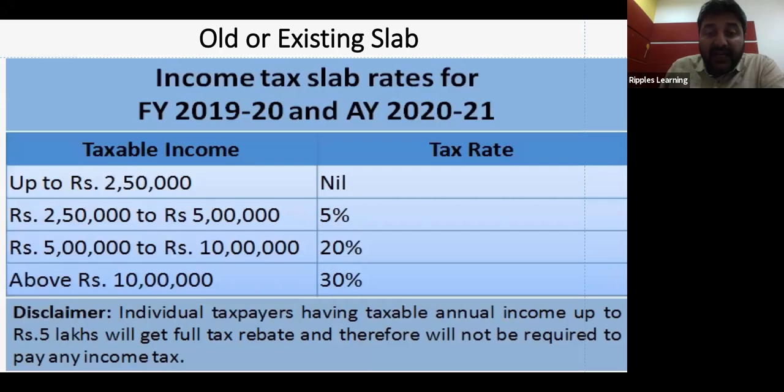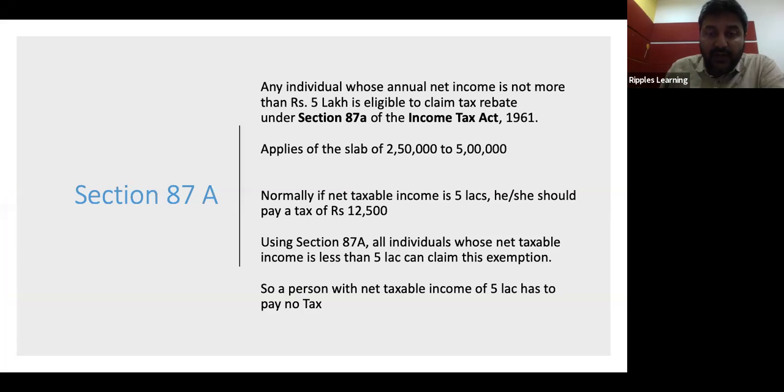But if your net taxable income is more than 5 lakhs, then you will be paying 5% for that slab, right? And what is 5% of the slab between 2,50,000 to 5 lakh? It is 5% of 2.5 lakh, which is 12,500 rupees. So you will end up paying 12,500 rupees if your net taxable income is more than 5 lakh. So this feeling that we get that up to 5 lakhs there is no tax is true only for people whose net taxable income is up to 5 lakhs.